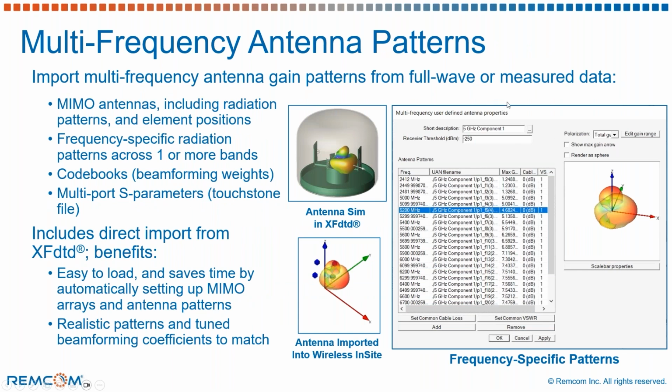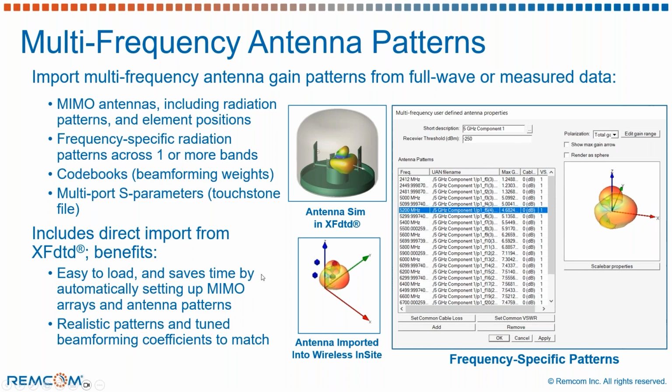Multi-frequency antenna patterns often come from measurement or a full wave solver. In this example, we're running XFDTD for a simple little MIMO array over a large frequency band. You can see how those come in. There are a lot of definitions. If you clicked through the UI, you would see the pattern changing for frequency and changing for each element as well.